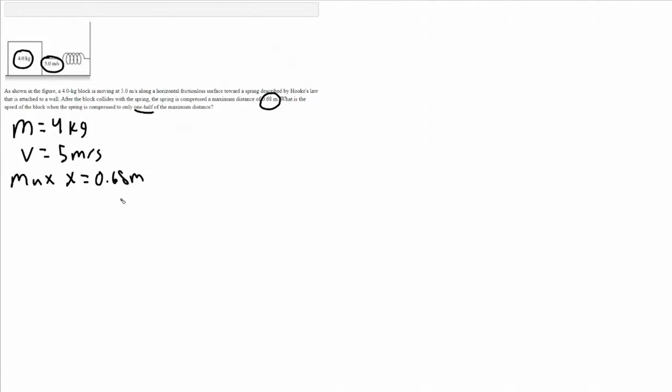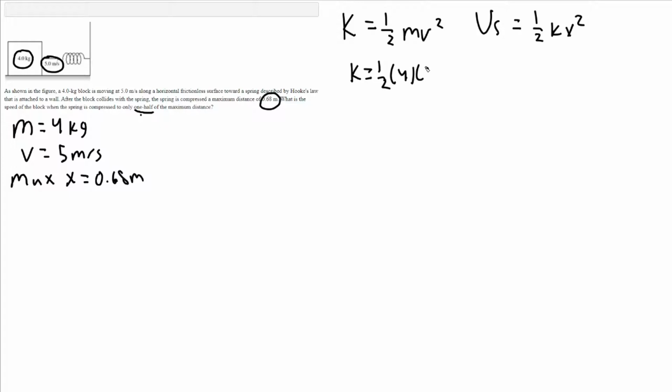Now there's two equations that we can plug these values into. One is the kinetic energy, K is equal to 1/2 mv squared. And the other one, which we aren't going to use just yet, is the potential energy of the spring, which is equal to 1/2 kx squared. So these are pretty similar, but you need to have one to be able to do the other. Since we already have our mass and velocity, I'm going to do this equation first. So K is equal to 1/2 times 4, that's our mass, and 5 for our velocity, squared.